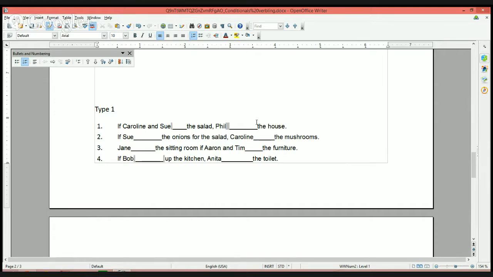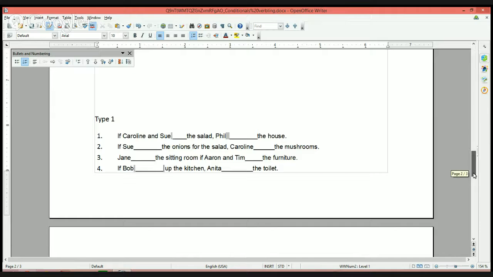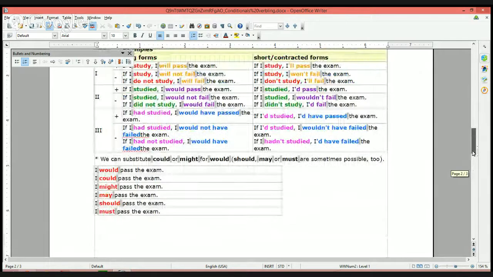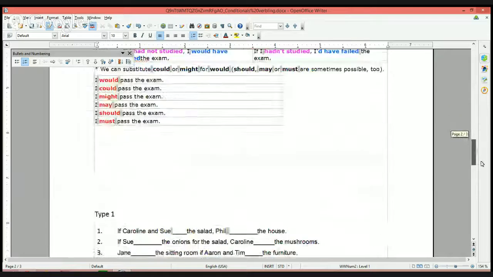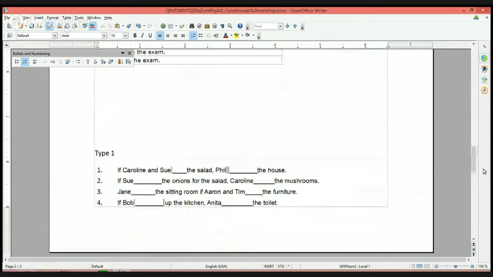If Caroline and Sue had, I don't know, have cooked the salad, Phil couldn't leave the house. All right, maybe, but we're working on type 1 conditionals. So keep it simple. We're going to be conjugating in the simple present and the will future. Okay, so in the if clause: prepare the salad, Phil will not leave the house. Sure, exactly. That works well.